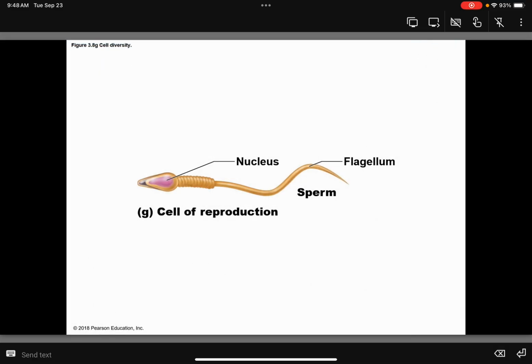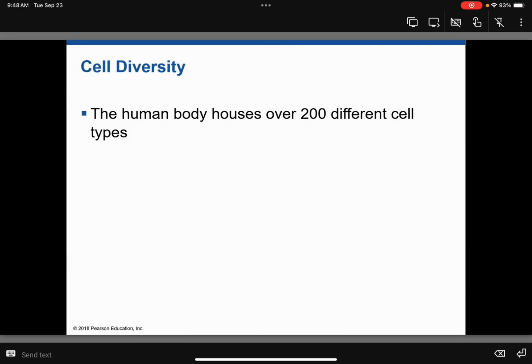So, flagellated cell there. Okay, you ready to switch gears a little bit? That's just talking about our cells and those structures inside of it. So now we're going to talk a little bit about the different functions that cells can have.